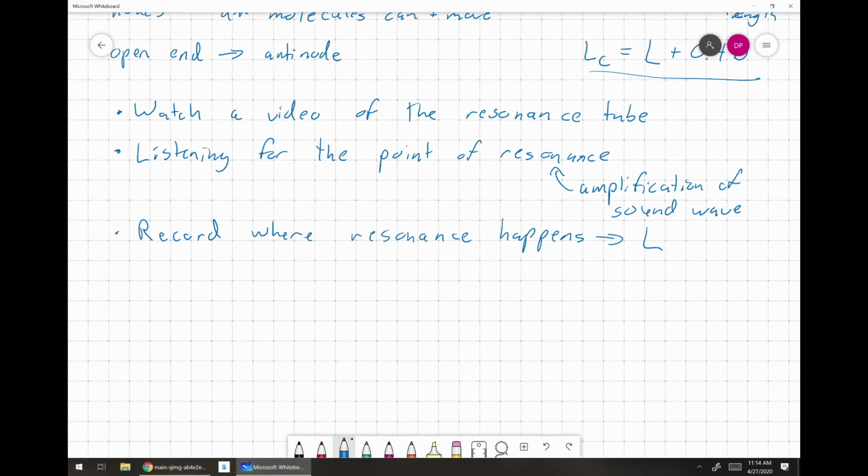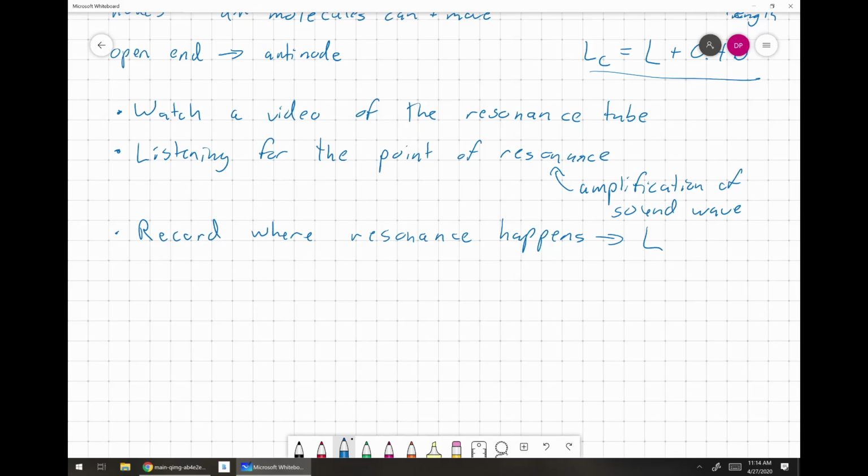I did take the audio that I recorded and I amplified it quite a bit to hopefully make it quite apparent where the resonance happens, because it can be kind of difficult to hear sometimes. So you might have to watch the videos a few times and listen for that point where it seems to get the loudest. Some of the videos have multiple points that you'll be able to listen to over and over again. So just listen for that and try to record the length.